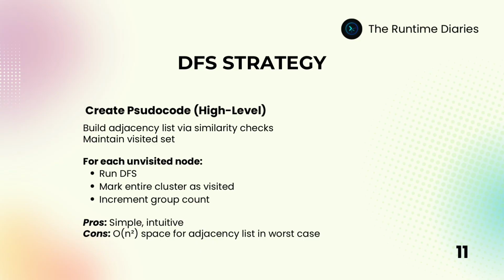Second, maintain a visited set to track which strings you've actually explored. Third, for each unvisited string, start a DFS from that string. The DFS explores the entire connected component, marking every string in that component as visited. Fourth, increment your component counter. Each time you start a new DFS, that's a new group. After you've visited all strings, your component counter is the answer.